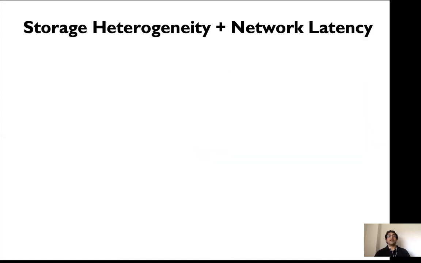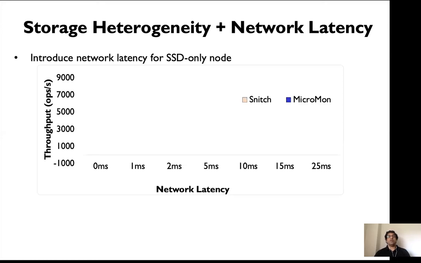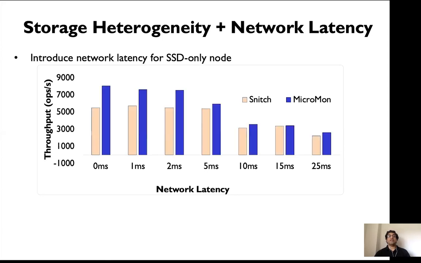Next, to understand the multidimensional capability of MicroMon, we also include network latency, which means for the SSD replicas, we also increase the network latency from 0 milliseconds to 25 milliseconds. The y-axis shows the throughput. As you can see, compared to Snitch, MicroMon provides significant performance benefits until the latency is around 5 milliseconds. Even beyond that, MicroMon is able to provide sustained performance. So this shows the adaptable capability of MicroMon.